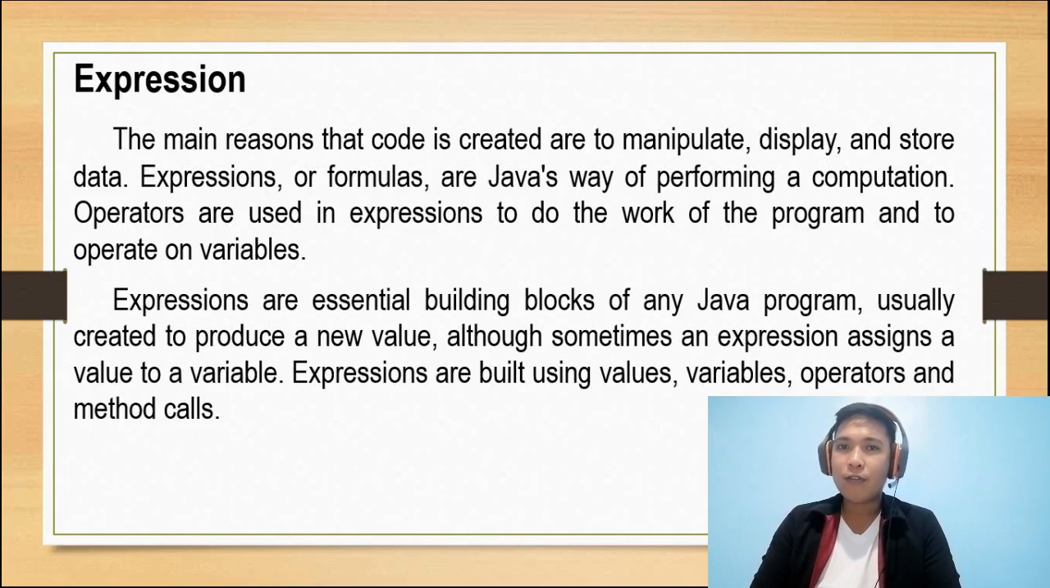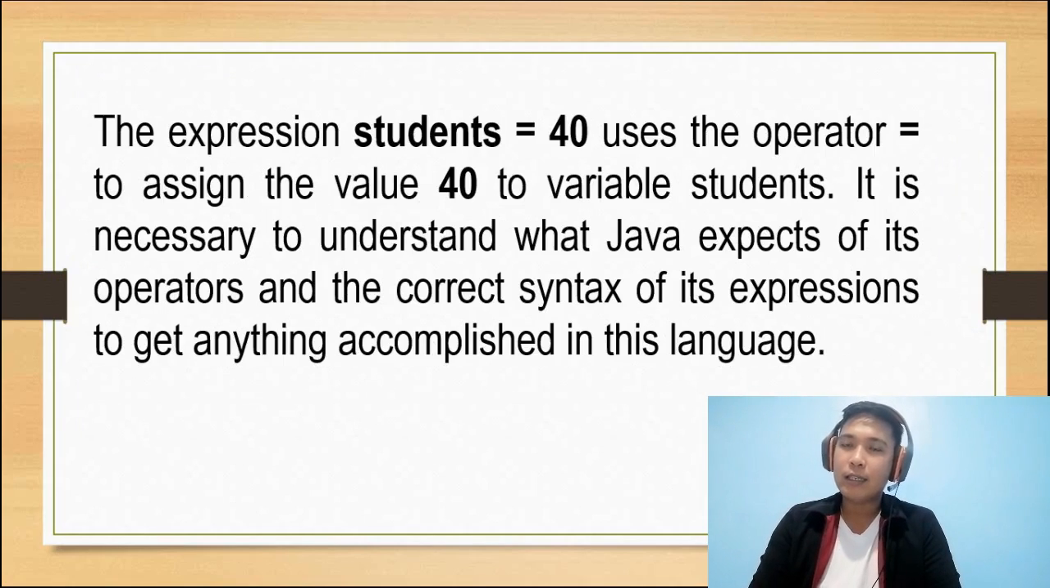Example, we have the expression students is equal to 40. From this example, we use the operator equal sign to assign the value, which is 40, doon sa ating variable, which is students. Okay, it is necessary to understand what Java expects of its operators and the correct syntax of its expressions to get anything accomplished in this language.